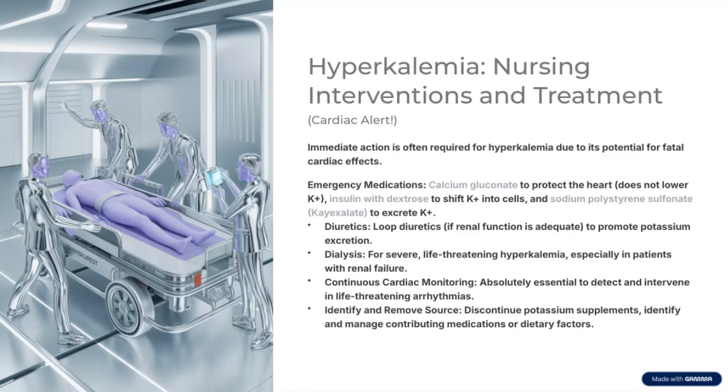Let's talk about emergency medications used in hyperkalemia management. First, calcium gluconate is crucial to protect the heart, but it's important to remember that it does not actually lower potassium levels. Next, we have insulin combined with dextrose, which helps shift potassium into the cells, temporarily reducing the serum potassium. Additionally, sodium polystyrene sulfonate, commonly known as K-oxalate, works by binding potassium in the gut to promote its excretion. Moving on to diuretics, specifically loop diuretics, these can be effective if the patient's renal function is adequate. They promote the excretion of potassium through the urine.